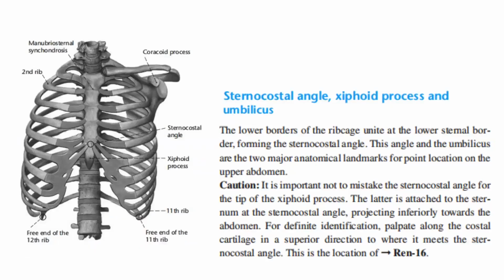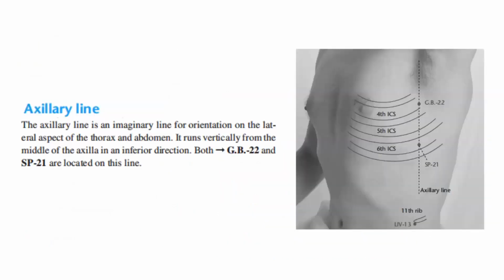The lower borders of the rib cage unite at the lower sternal border, forming the sternocostal angle. This angle and the umbilicus are the two major anatomical landmarks for point location on the upper abdomen. Caution: it is important not to mistake the sternocostal angle for the tip of the xiphoid process. The latter is attached to the sternum at the sternocostal angle, projecting inferiorly towards the abdomen. For definite identification, palpate along the costal cartilage in a superior direction to where it meets the sternocostal angle. This is the location of REN 16.